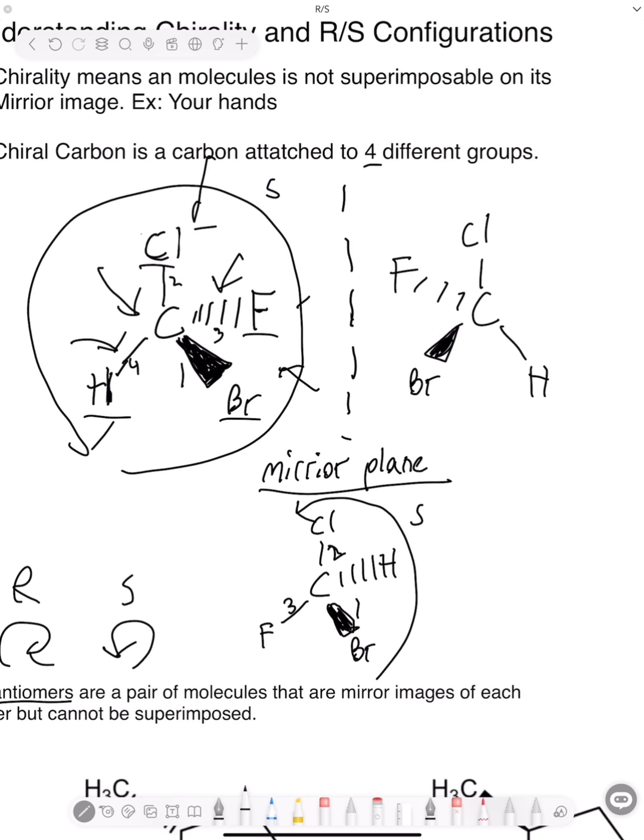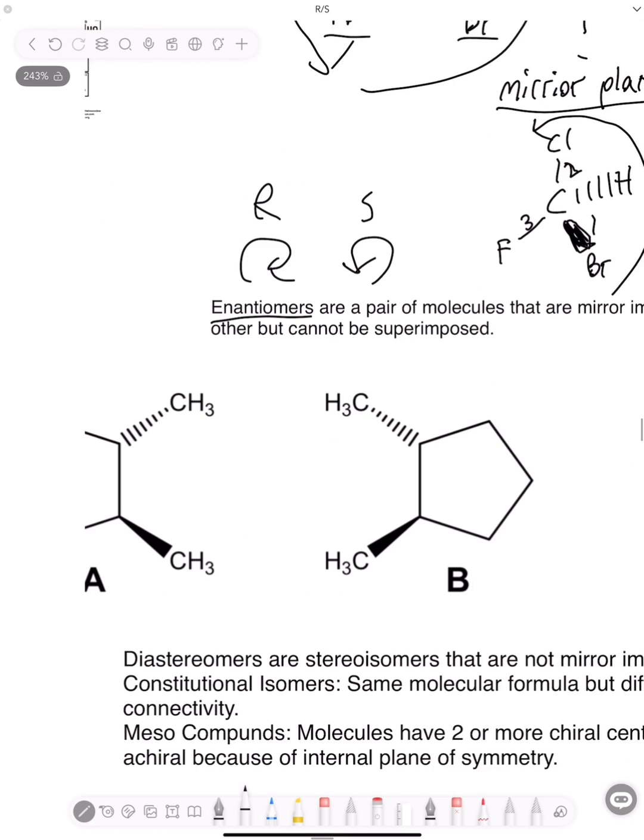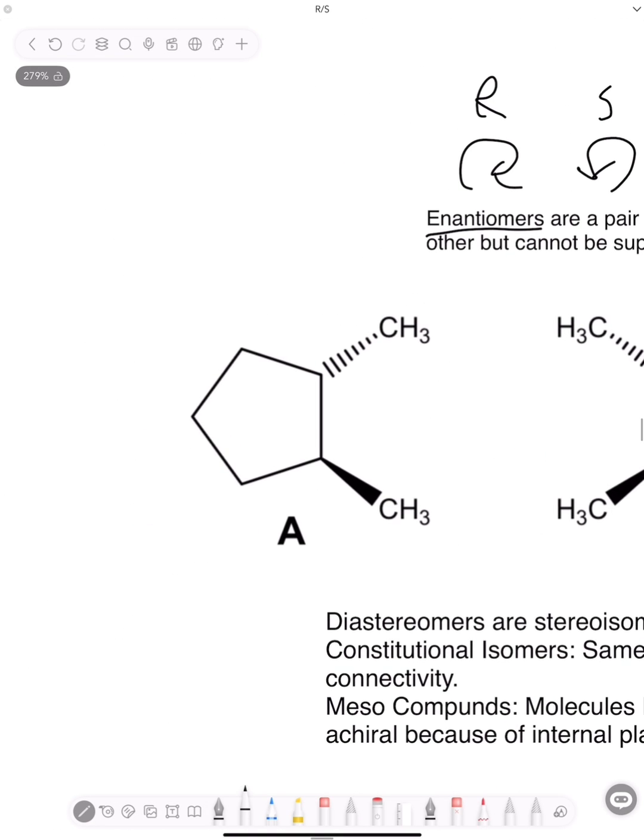And if we were to assign priority on this, it'd be 1, 2, 3. And since it's flipped, it's going to go like this, and that's going to be an R. You'll notice that with enantiomers, the S and R are going to be opposite. This one's an S, so since it's an enantiomer, this one has to be an R. Now, if we look at more examples here, we can see that these are not chiral carbons because they both have multiple of the same group, and we need 4 different groups, so those are not chiral.